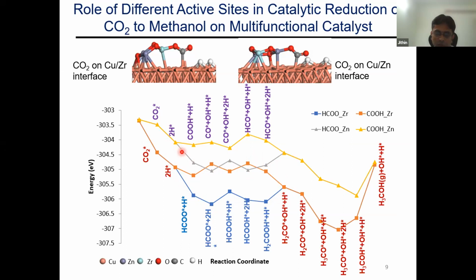The two new curves that you have, the one in gray that you can trace here, and the one in yellow that you can trace here, are the pathways that you have on the zinc atom. So the point I'm trying to drive here is the catalyst is the same, but the interaction of CO2 with the active site, which now became zinc instead of the zirconium, has changed the energetics of this process completely.